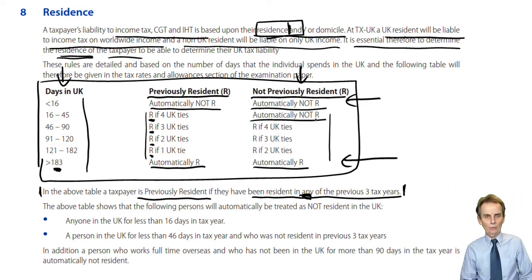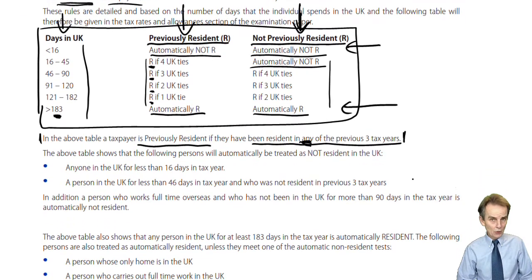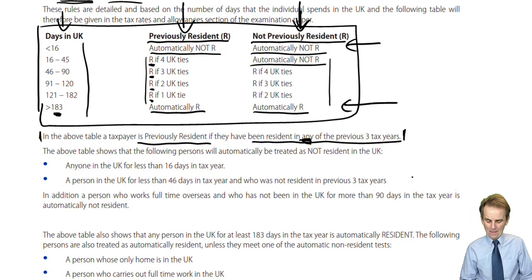Those columns, therefore: was the taxpayer resident in any of the preceding 3 tax years? So you need to know, first of all, that characteristic to know whether we're looking at this column or whether we're looking at this column in terms of our analysis. We'll use these columns in examples soon.